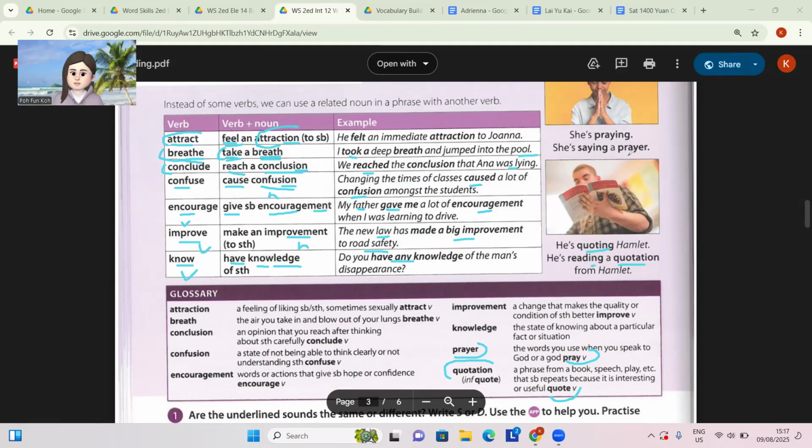Okay, let me correct something. Prayer is only this meaning. It doesn't mean the person who prays here. It only means that prayer. She's saying a prayer.